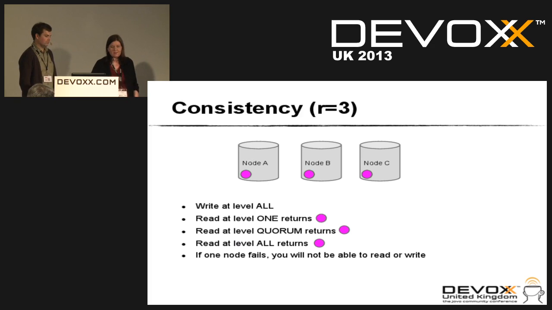And finally, if you write to all of them, they are guaranteed to be updated, and reading at any level means that you will get the latest data. However, if even one node goes down, that's it. Cassandra can't read or write at all, and your application will start having issues. So it's not really a good plan.